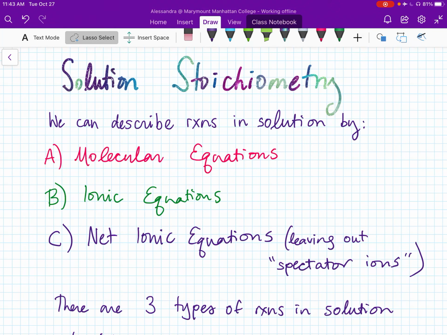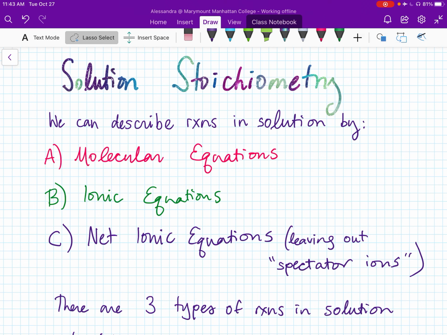Okay, so now let's talk about solution stoichiometry, specifically aqueous solution stoichiometry. So we're concerned with reactions in which the solvent is water. We can describe reactions in solution by writing one of three types of equations.